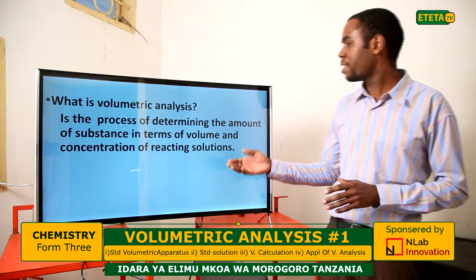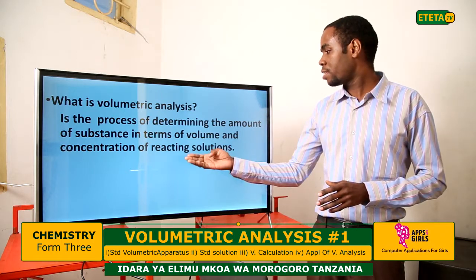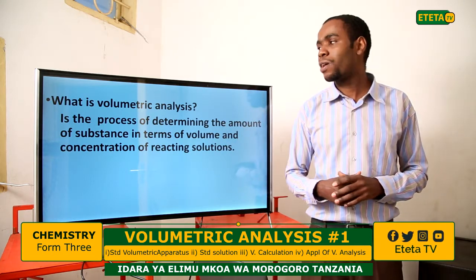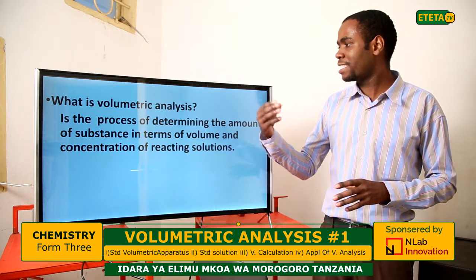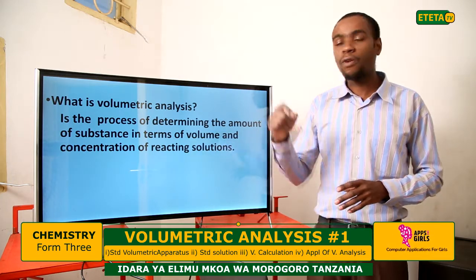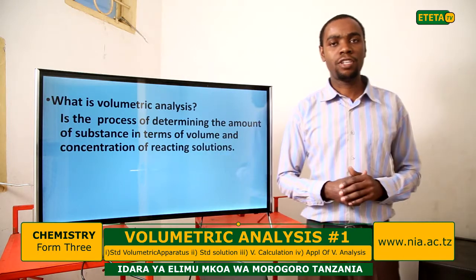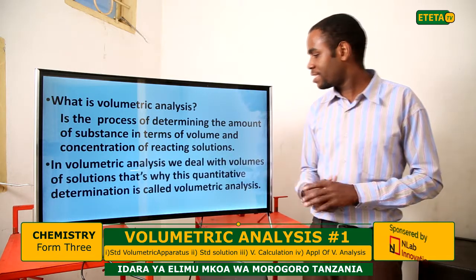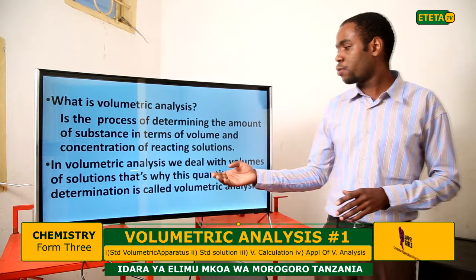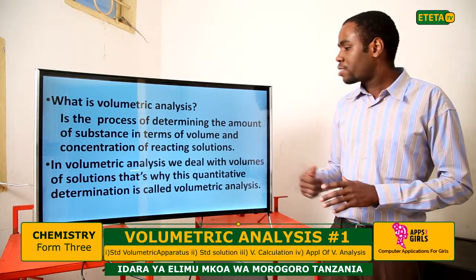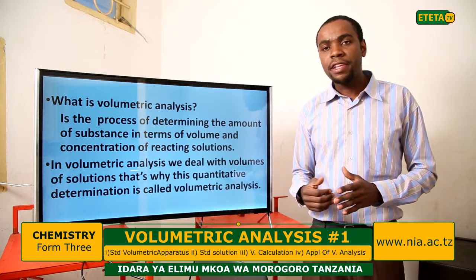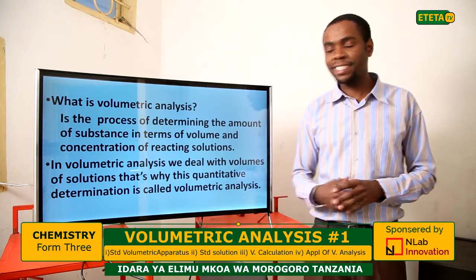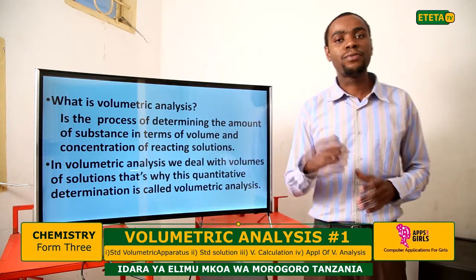Here we determine the amount of a substance in terms of volume and concentration. So volumetric analysis can also be called quantitative analysis, because what we are determining here is the amount of substance in terms of volume and concentration. In volumetric analysis, we deal with the volumes of solutions. That's why this quantitative determination is called volumetric analysis.